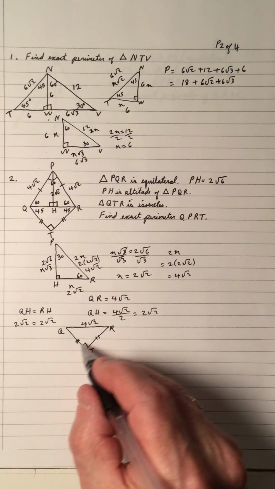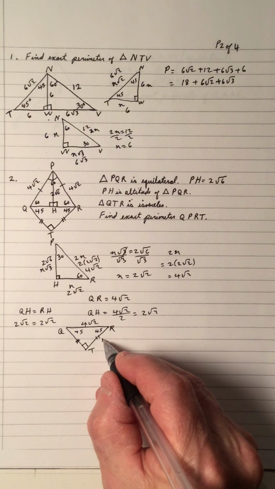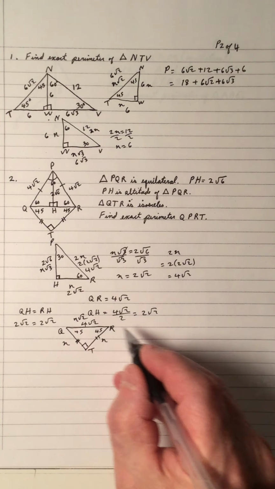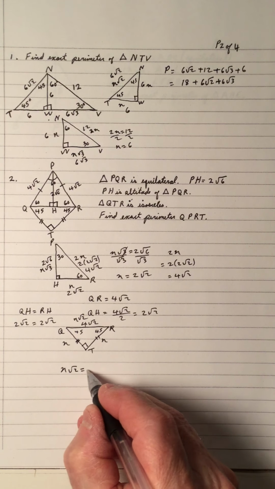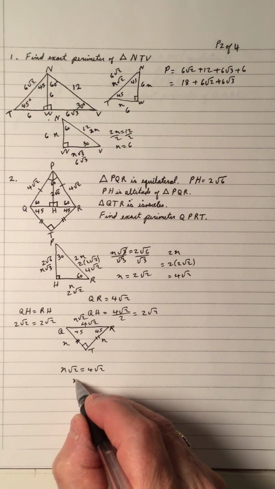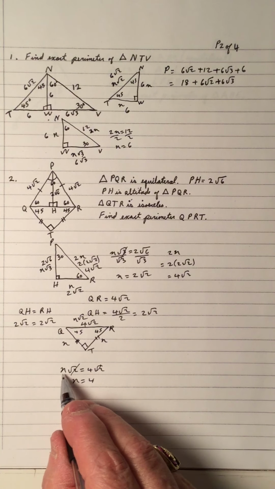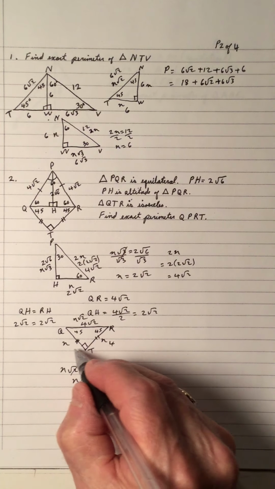Because this is an isosceles triangle with 45-degree angles, that means this is n, and this is n root 2. So that means n root 2 equals 4 root 2. That means n is 4, because they cancel out. Or what number times root 2 gives you 4 root 2 is 4. So that means that's 4 and that's 4.